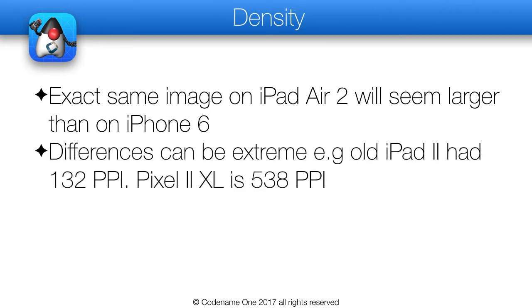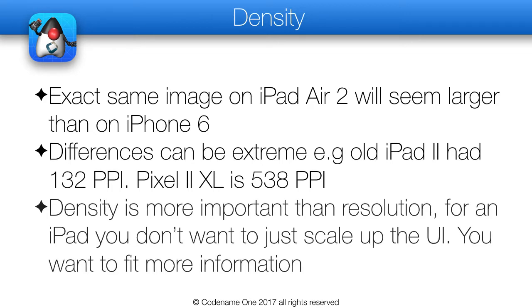This difference gets freakishly comical in some situations. I still have a second generation iPad, and that's a 132 PPI device. A newer Pixel device, which isn't the highest density device available, is 538 PPI. Making an app that adapts properly to both of these requires good understanding of the tools at hand.